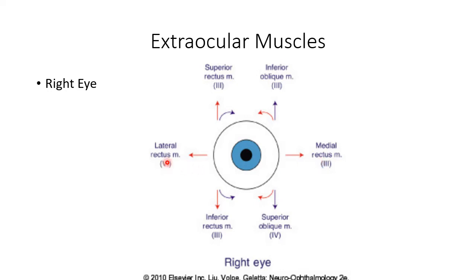Now the 6th nerve, as we said earlier, is the nerve which innervates the lateral rectus muscle, which abducts the eye, and the superior oblique muscle intorts the eye, which moves the eye down and in, best seen in adduction, and that is innervated by the 4th nerve.